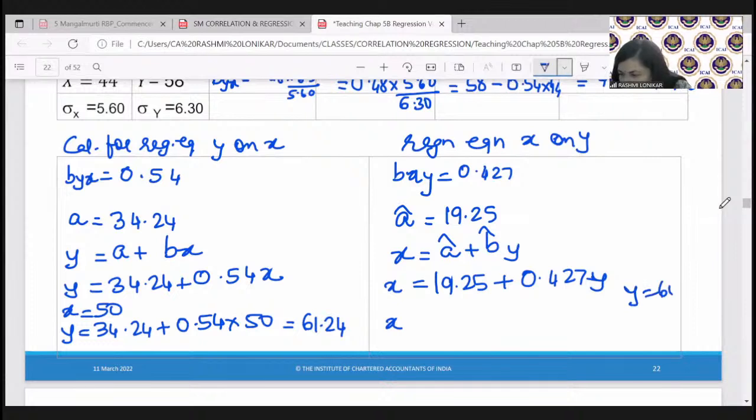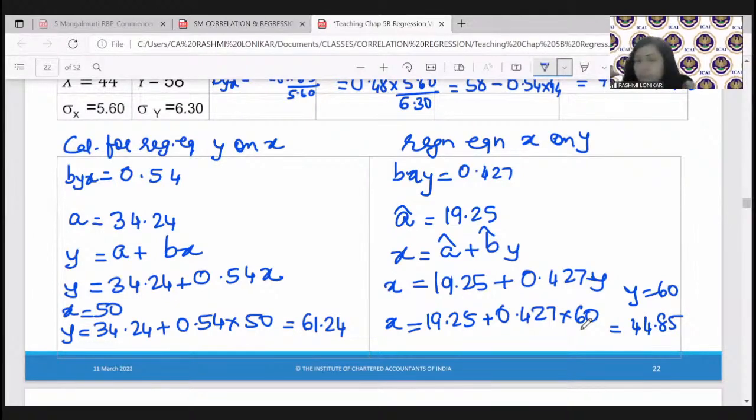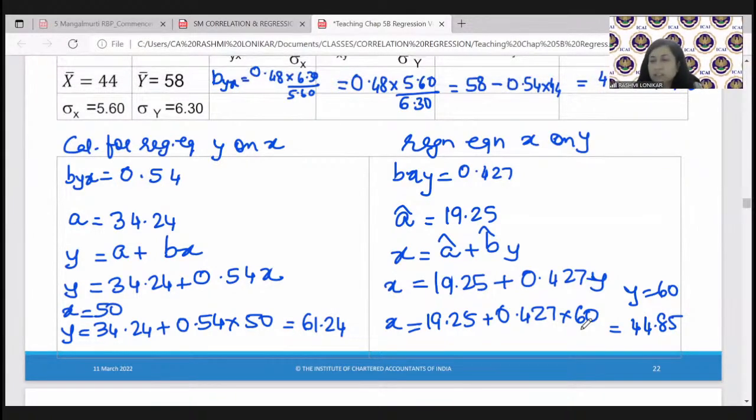And what is the value of x when y is 60? When y is equal to 60, what is the value of x? X is 19.25 plus 0.427 into 60. And this value comes to 44.8. Okay. So this is the way you can calculate when you want to use the method of A and B.